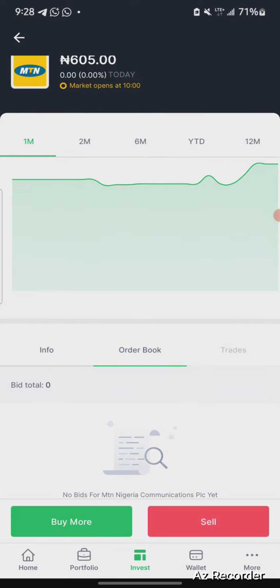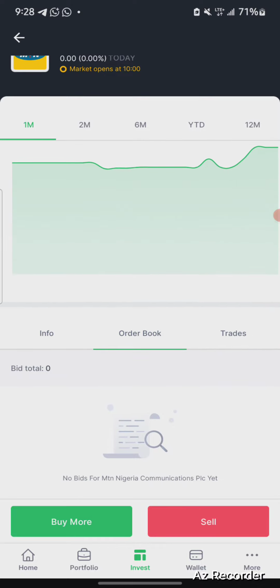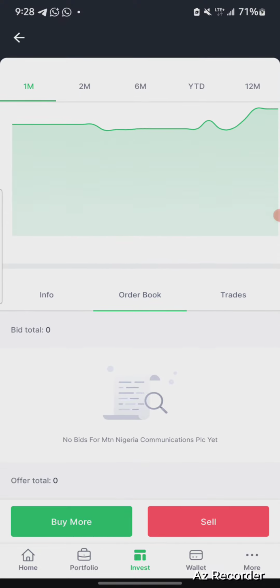So these things are very simple. Some people don't know this. What they will just do is buy the stock at the market price. They don't even check if the offer price there is lower, so they can use that lower price to buy instead of using this market price, which is higher.